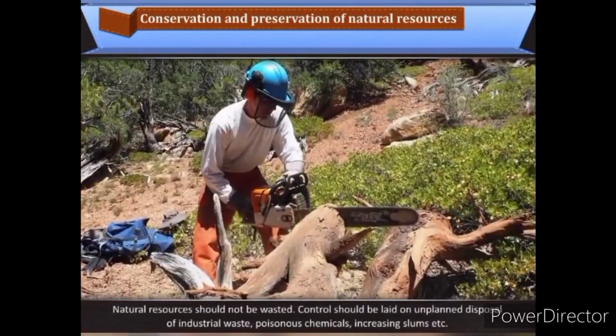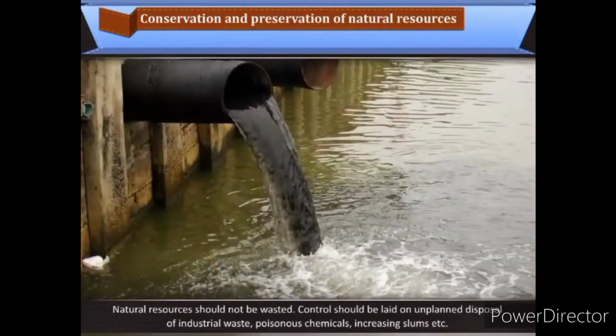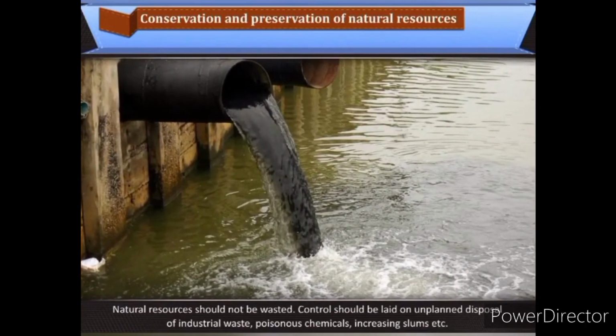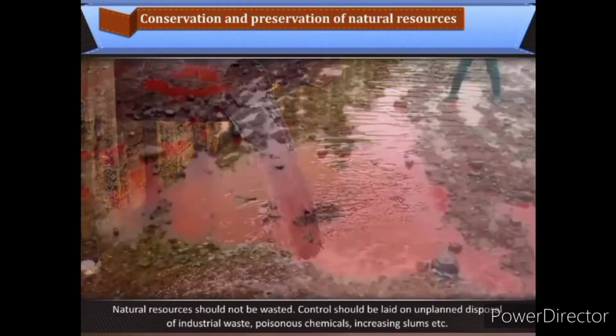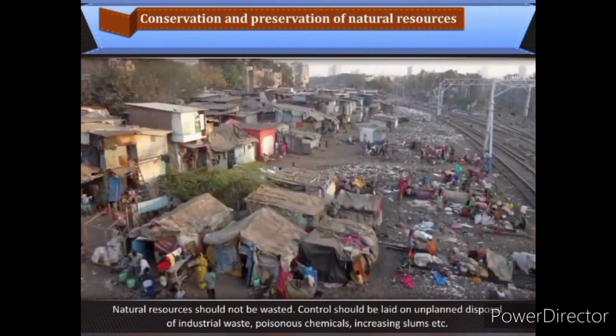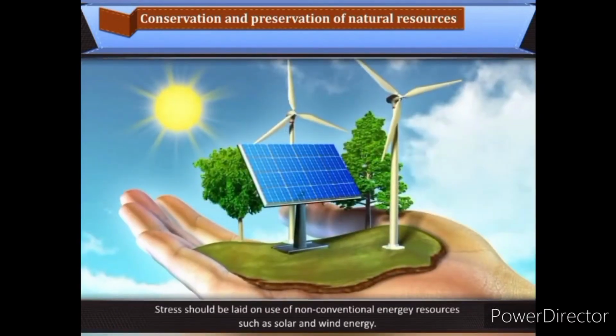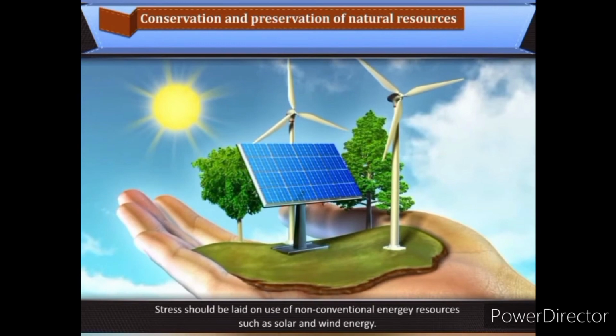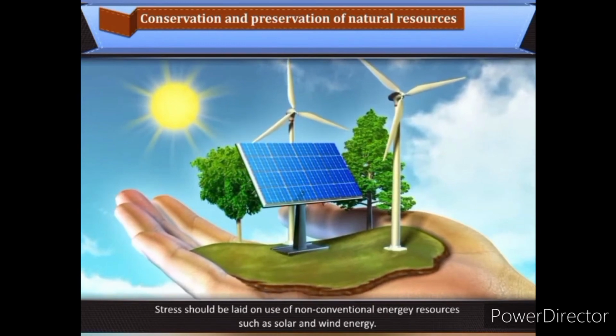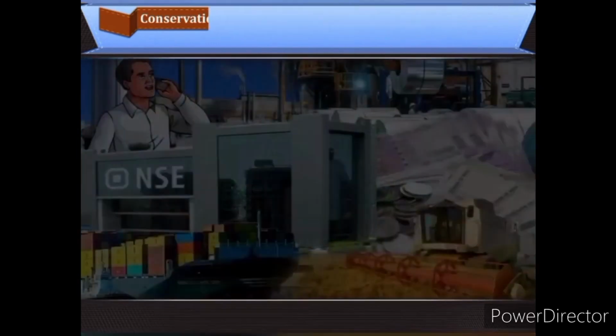Natural resources should not be wasted. Control should be laid on unplanned disposal of industrial waste, poisonous chemicals, increasing slums, etc. Stress should be laid on use of non-conventional energy resources such as solar and wind energy.